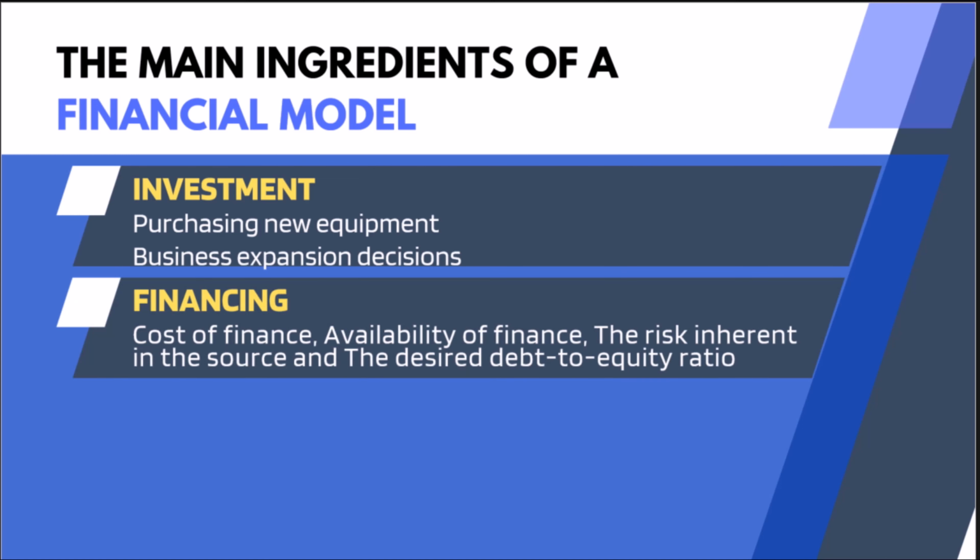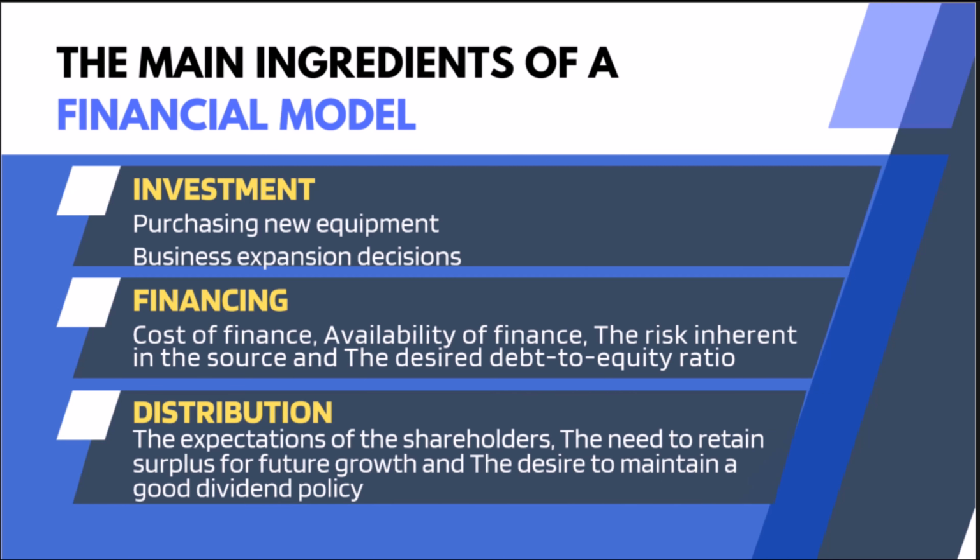The second main ingredient of the financial model is the financing decision. And in financing, we normally talk about the cost of finance, availability of finance, the risk inherent in the source, and the desired debt to equity ratio. And lastly, we have distribution, where we talk about the expectations of the shareholders, the need to retain surplus for future growth, and the desire to maintain a good dividend policy.